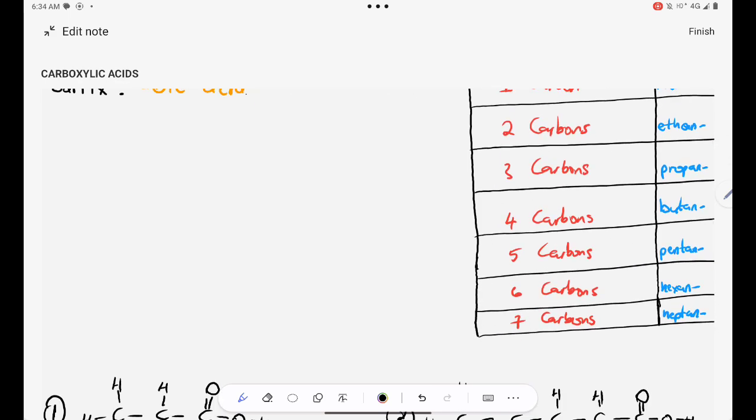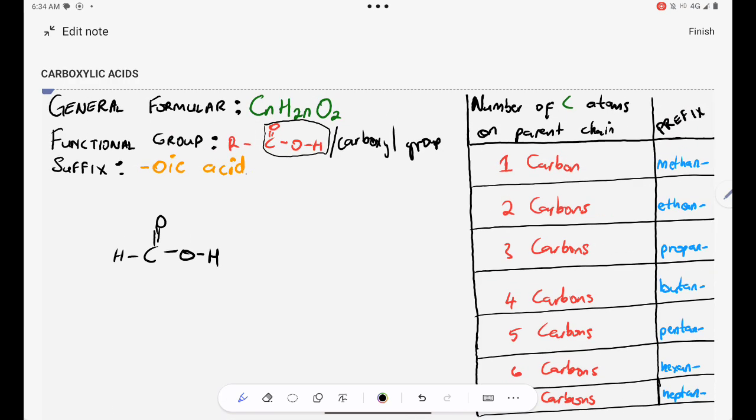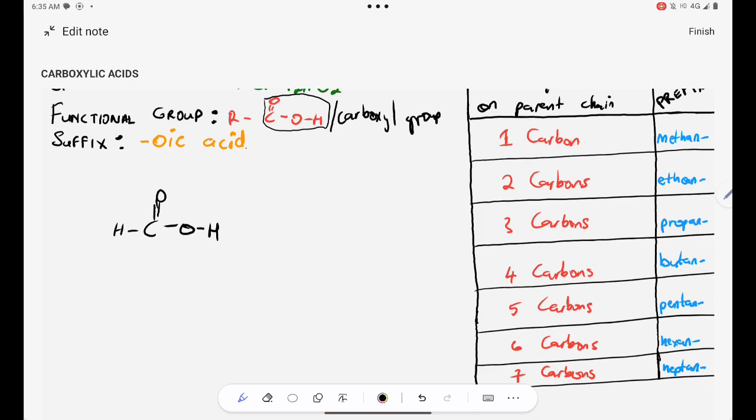So if ever I have a structure like this, this is a carboxylic acid. Why? It has a double bond O and an OH at the terminal carbon. Since my longest chain only has one carbon, my prefix will simply be methane, and then I just need to insert the suffix. It's methanoic acid.